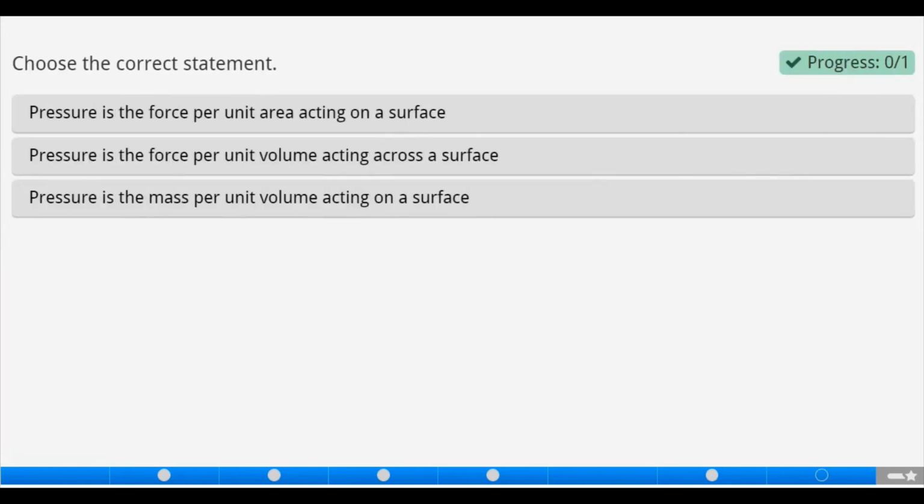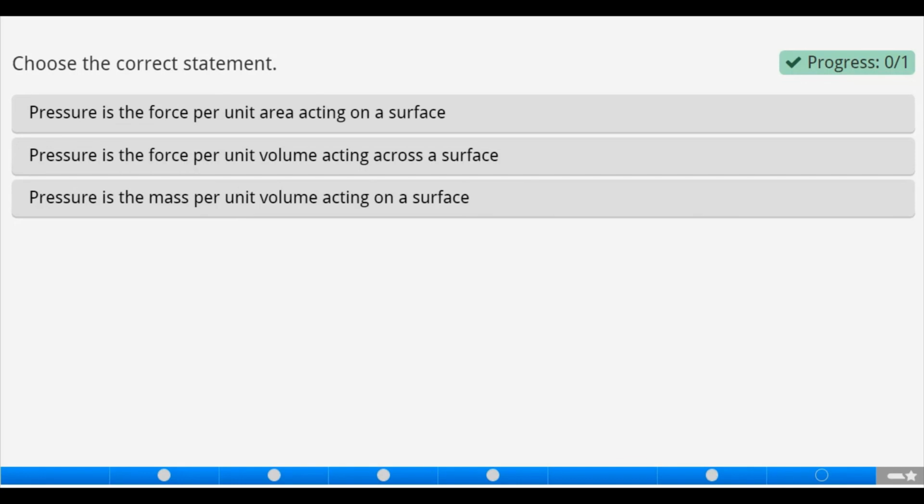We've come to the end of the class, but we can't leave without having our summary. So we have to choose the correct statement. Pressure is the force per unit area acting on a surface. Is that right? That's true. Let's check other statements to validate what we know.